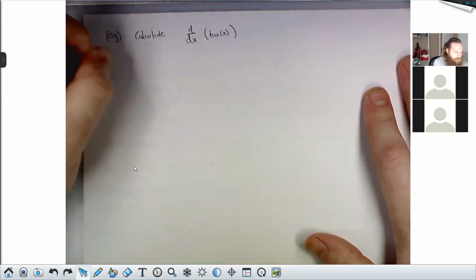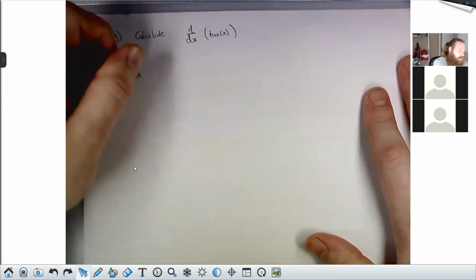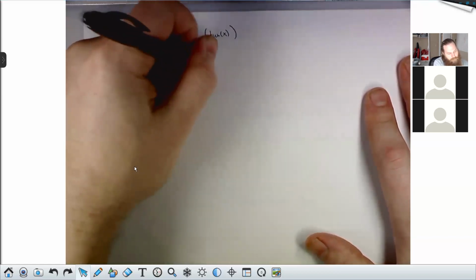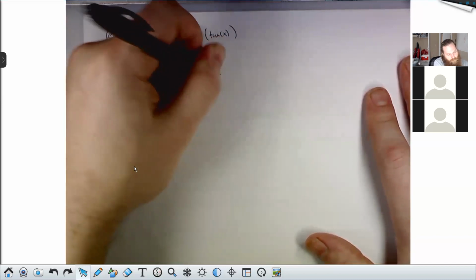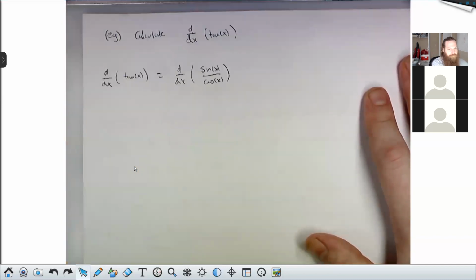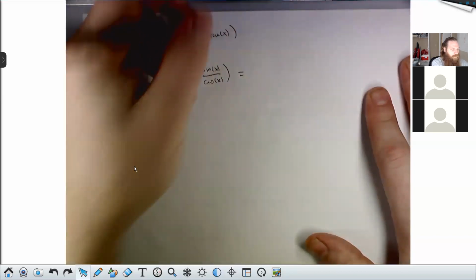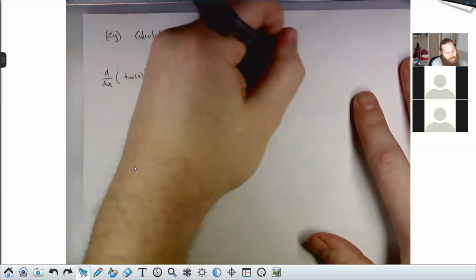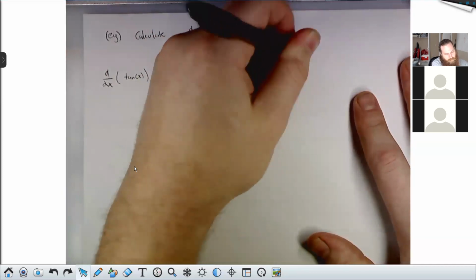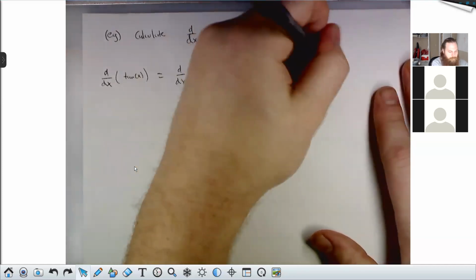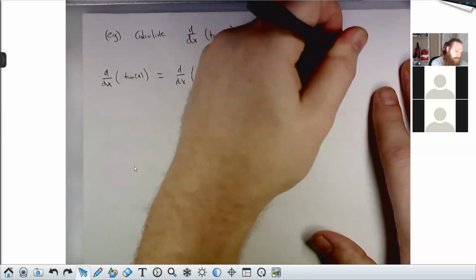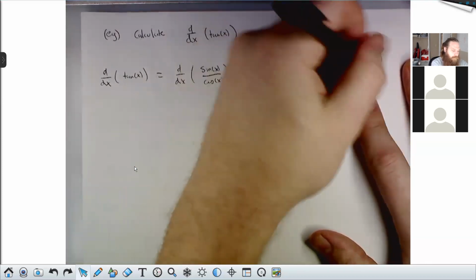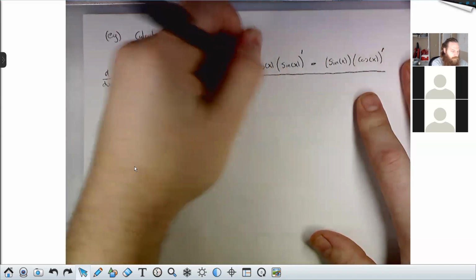Well, d dx of tangent x is the same as d dx of sine x over cos x, which by the quotient rule should be the bottom times the derivative of the top minus the top times the derivative of the bottom, all over the square of the bottom.